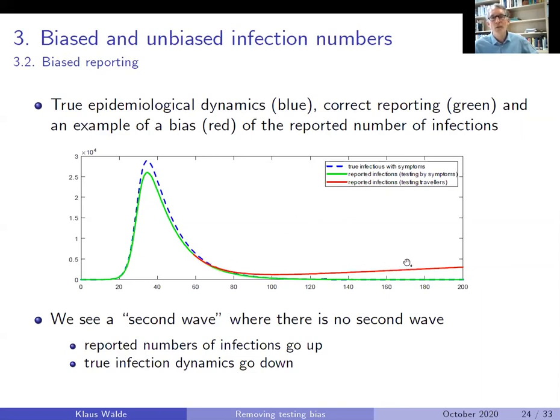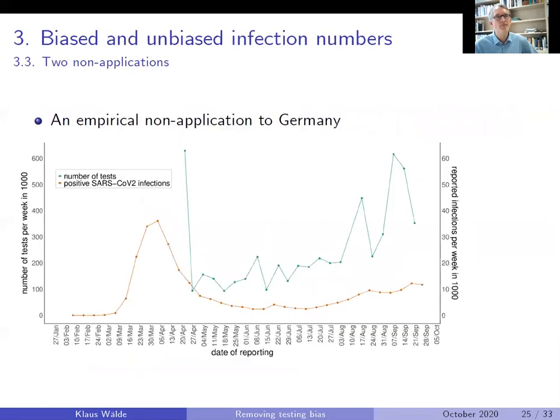Well, the number of reported infections go up. We see a second wave where there is no second wave. I mean, we're in a nice theoretical world. We know there is no second wave. We know the true dynamics, the blue dashed curve. So true infection dynamics, they go down, and reported numbers of infections, they go up. So this is an illustration of the bias which is likely to be there in the data.